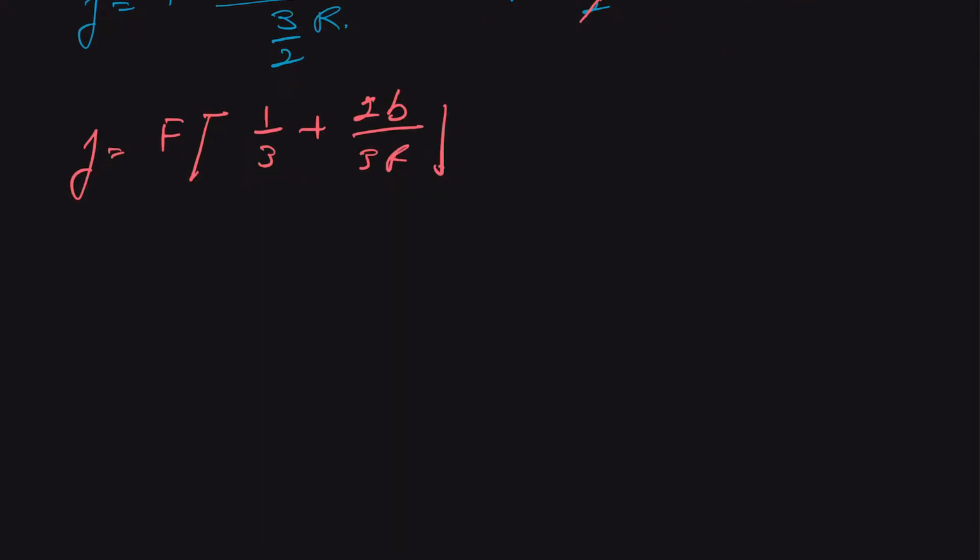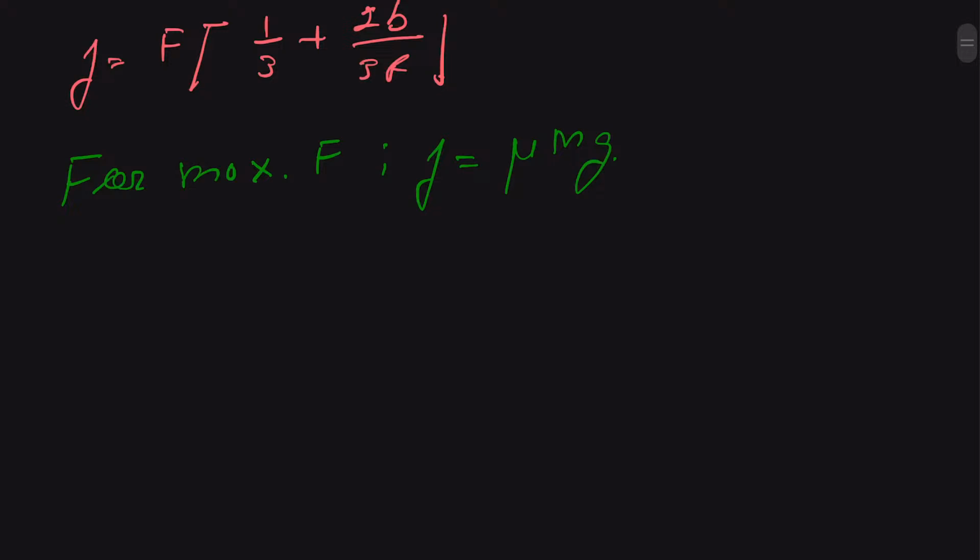for maximum F, our value of frictional force will be equal to mu mg. Therefore, in place of our friction we can write mu mg. So we get this as mu mg will be equal to F, and we have 1 by 3 plus twice B divided by 3 times R.